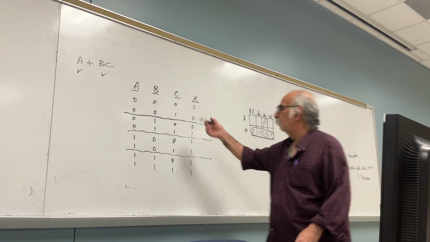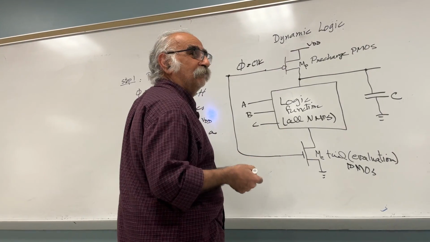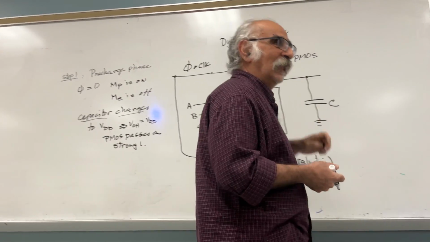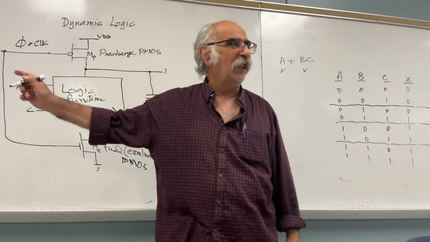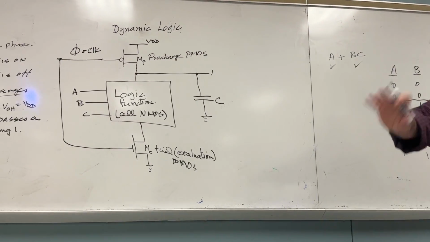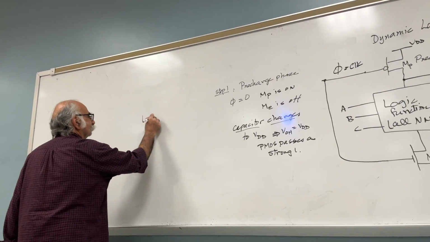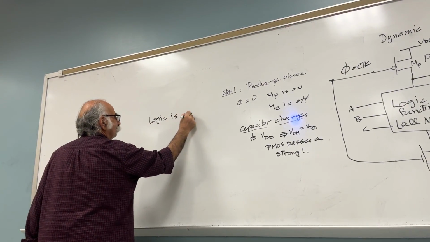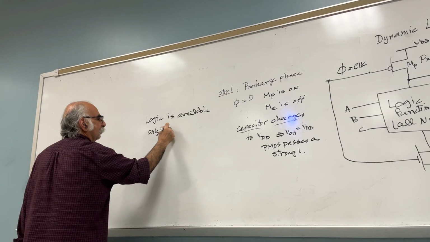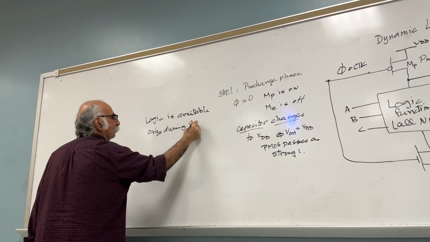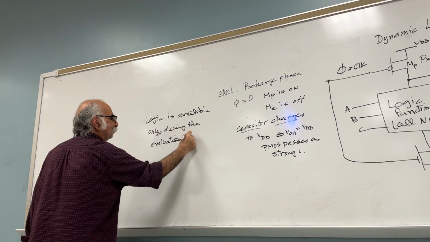Now, let's see how it works. Okay, what do I do? Step number 1, pre-charge phase, let clock equal to 0. Which means the capacitor will charge to 1. Is the logic available? No. The logic is not available. Did you get it or not? Which means you cannot get that function. So logic is available only during the evaluation phase.